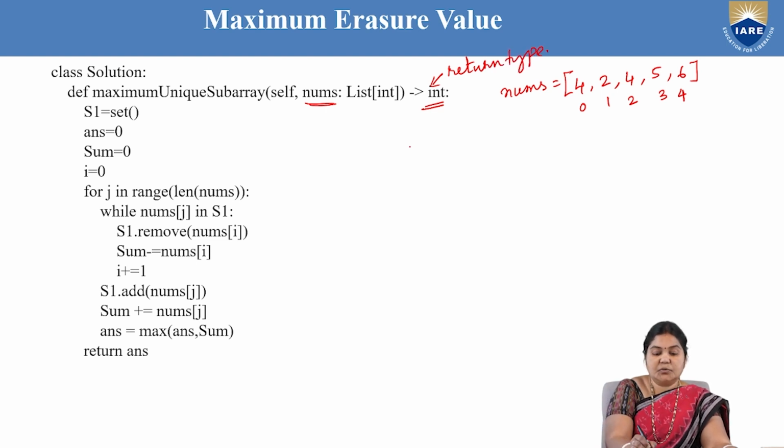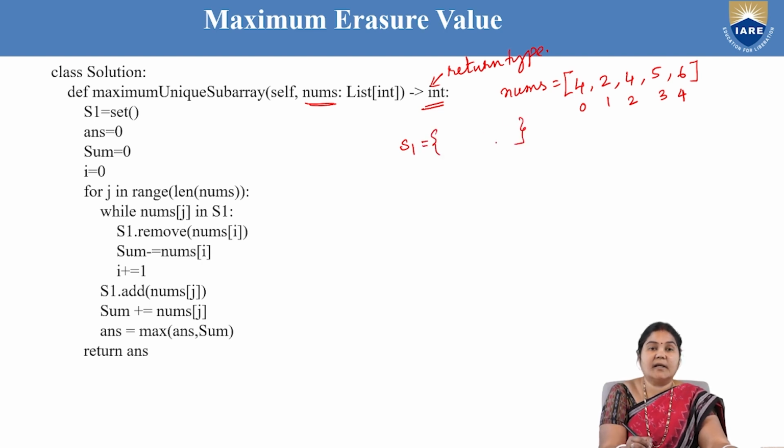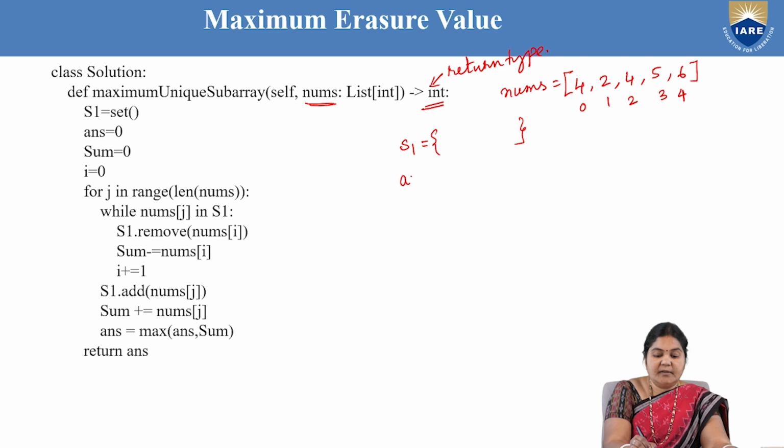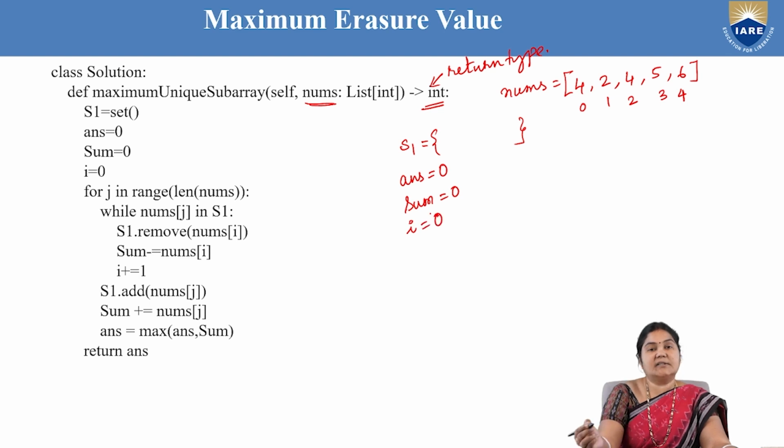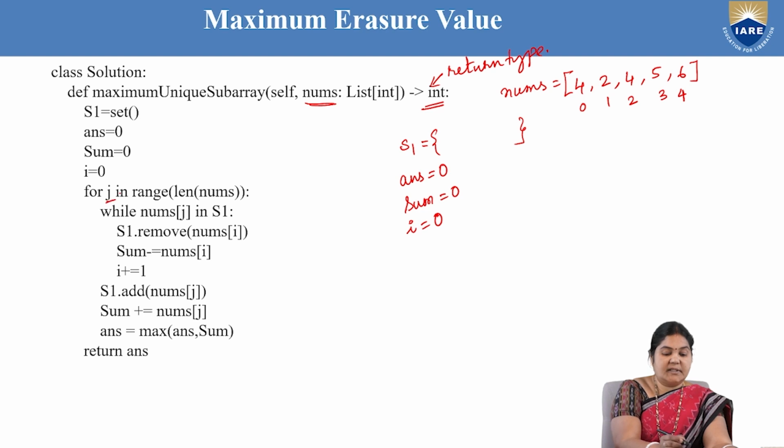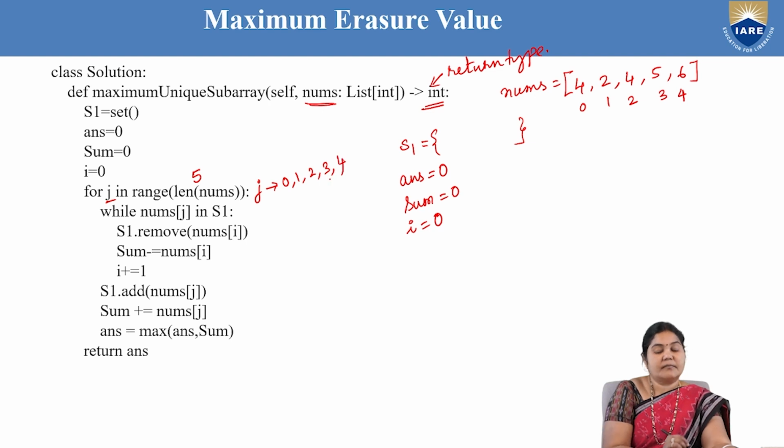Now to solve this question, I am taking a set S1 which is initially empty. So I am writing here like this. Now I am taking a variable answer equal to 0, and I have to find this sum, initially 0, and i is equal to 0. These are the initialized parameters. I am taking another variable j in the range of length of nums. What is the length of nums? It is 5. So j will take the values 0, 1, 2, 3 and 4. First time j value is equal to 0.